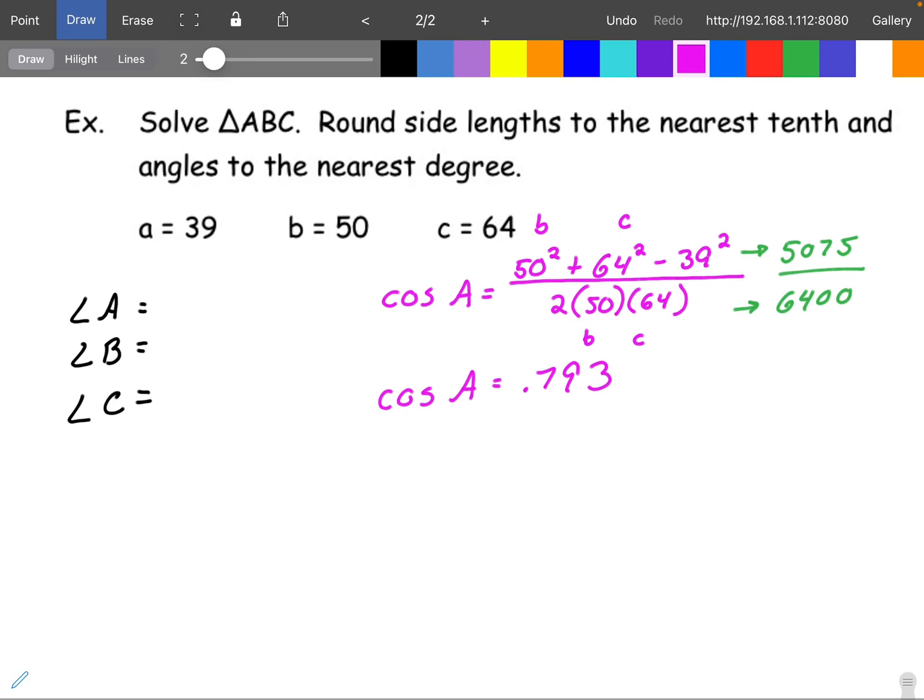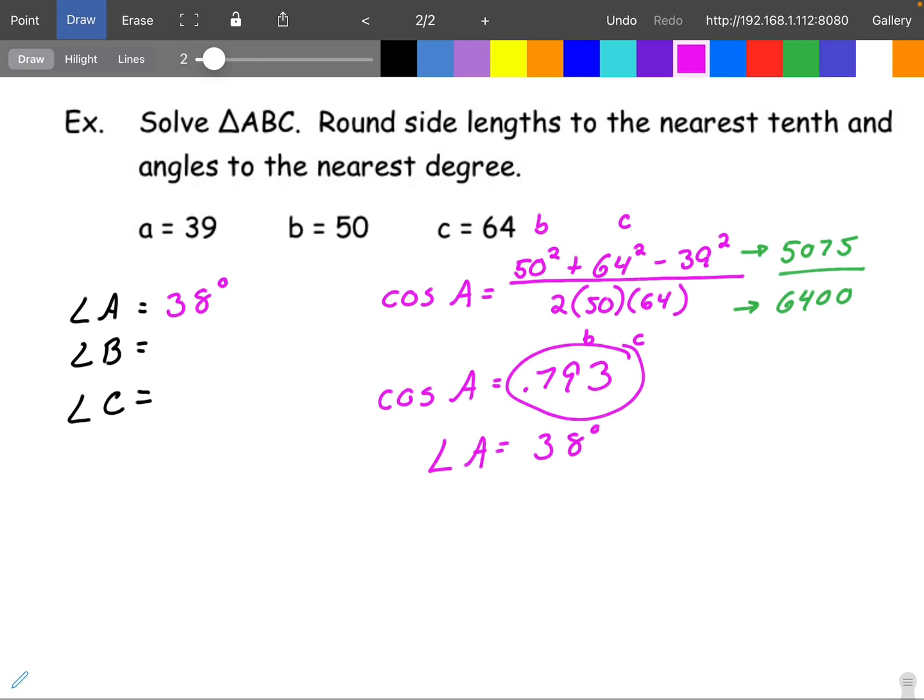0.793. Now to find the angle, so angle A, you're going to type inverse cosine, and then put this in, or you can do second cosine, second negative, and it'll use your exact answer. You're going to come up with the angle is approximately 38 degrees. So angle A is 38 degrees.